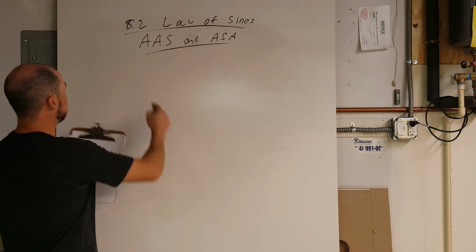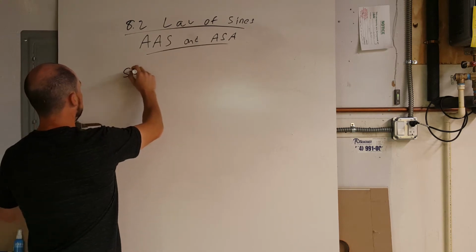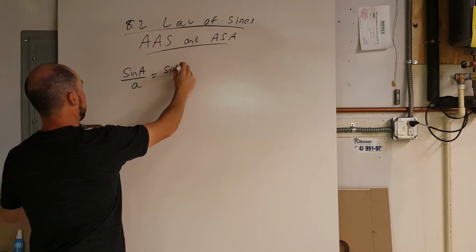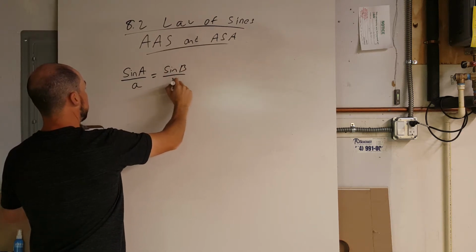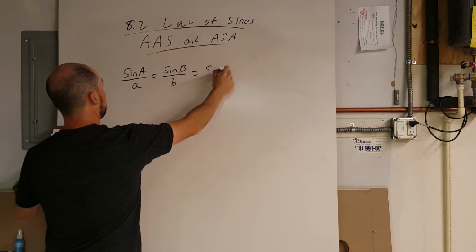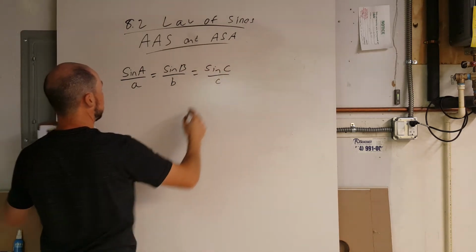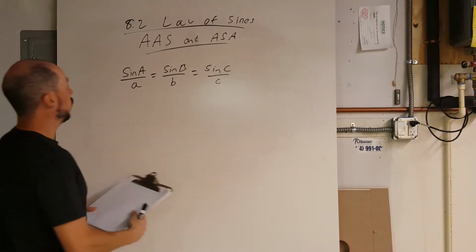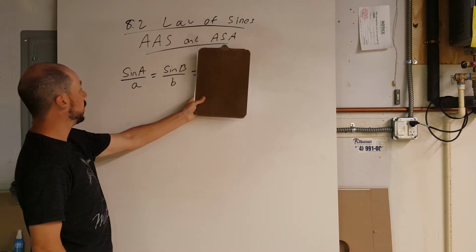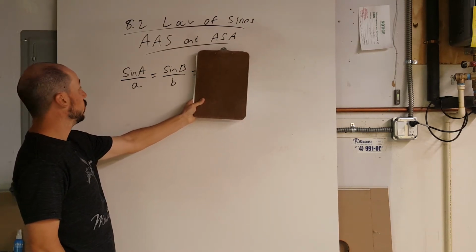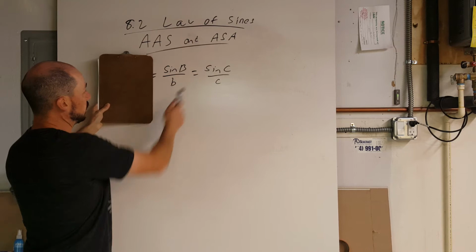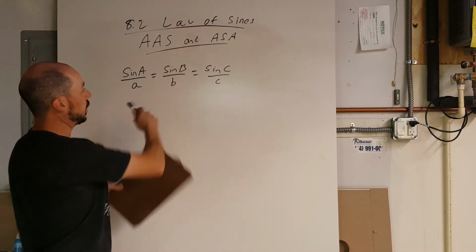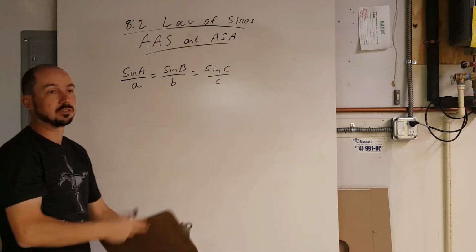So the law of sines is as follows. The sine of angle A divided by side A equals the sine of angle B divided by side B, which equals the sine of angle C divided by side C. Now, in reality, when you're using this equation, you're either going to only have sine A over A equals sine B over B, or sine B over B equals sine C over C, or sine A over A equals sine C over C. You're not going to have all three, but they're all equal to each other, so either combination works.